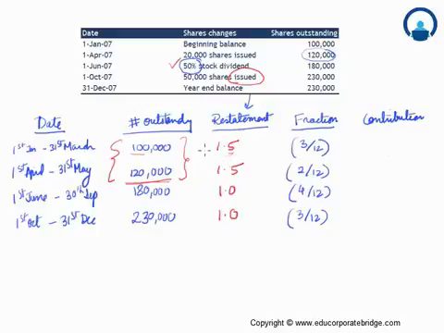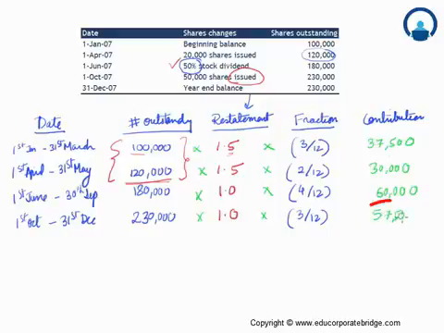So what we will do now in order to calculate the contribution will be, we'll multiply all these three. 100,000 multiplied by 1.5 multiplied by 3 divided by 12. So this comes out to be 150,000, and a quarter of 150,000, this would be 37,500. Likewise 120,000 multiplied by 1.5 multiplied by 2/12, so this would come out to be 30,000. 180,000 multiplied by 1.0 multiplied by 4/12, that is 1/3, so this is 60,000. And 230,000 multiplied by 1.0 multiplied by 3/12, so 1/4 of 230,000, so this should be 57,500.